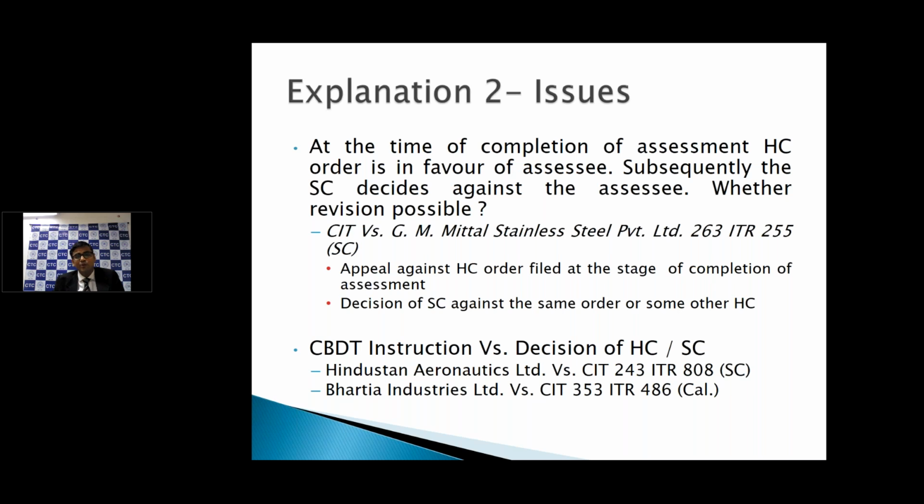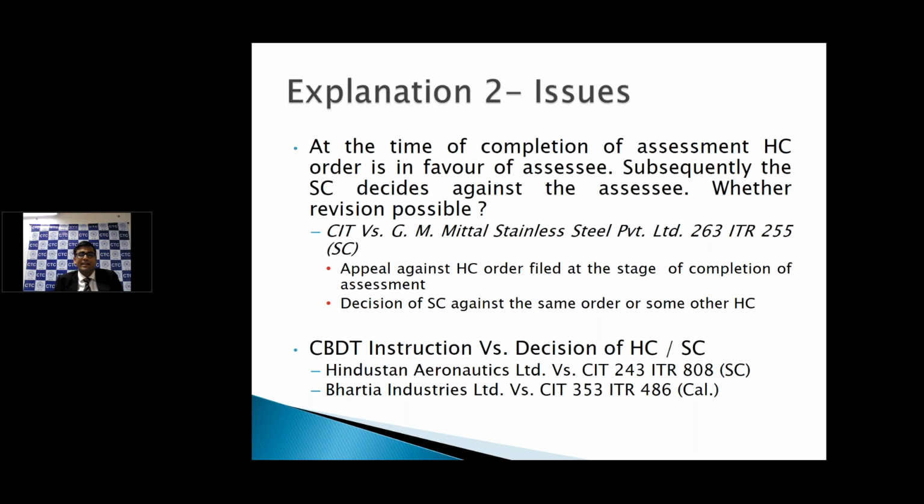However, in view of the new explanation inserted, the third parameter of the explanation was that the order is not passed in conformity with any direction or instruction given by the CBDT. As I explained earlier, explanation 2 has 4 limbs. The first and second mainly deal with the inquiries not done by the AO. The third one deals with not in accordance with the instruction, and the fourth one deals with not in accordance with jurisdictional High Court or Supreme Court decision.